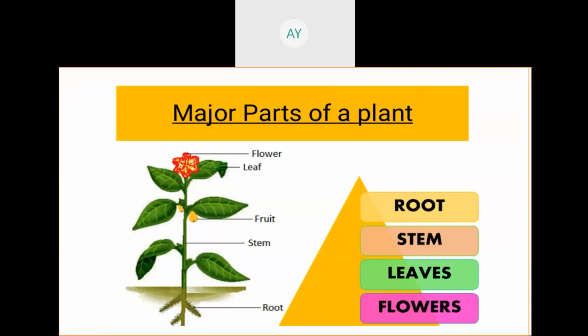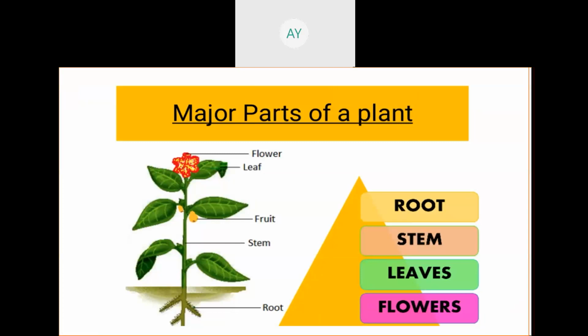Try to know the function of the leaf. First function is the process of photosynthesis, making of food. It is also known as the kitchen house of the plant. Leaf is the kitchen house of the plant.